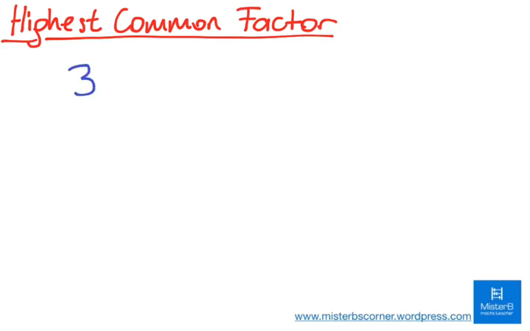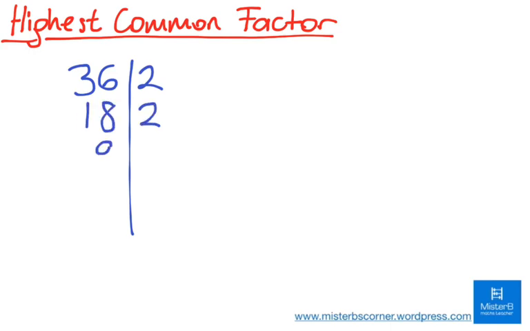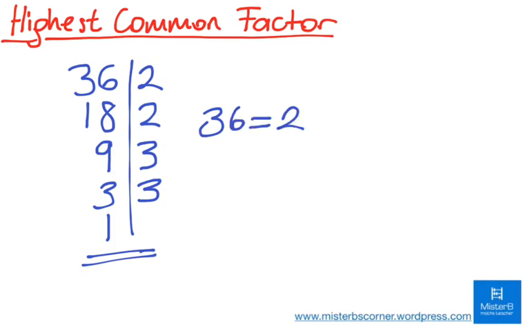For example, for 36 I start with 2, I divide by 2, it's going to be 18, dividing by 2 I get 9. Now that I can't go on dividing by 2, I start with 3. 9 divided by 3 is 3, 3 divided by 3 is 1, and I'm done. And the prime factorization for 36 is 2 squared, because there are 2 2's, times 3 squared, because there are 2 3's. Now, what if I have two numbers and I apply this method to both?